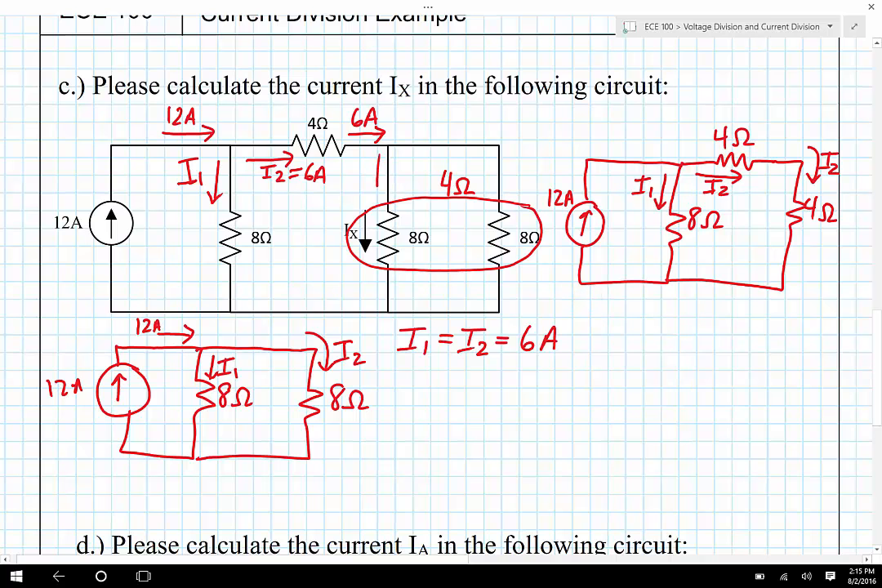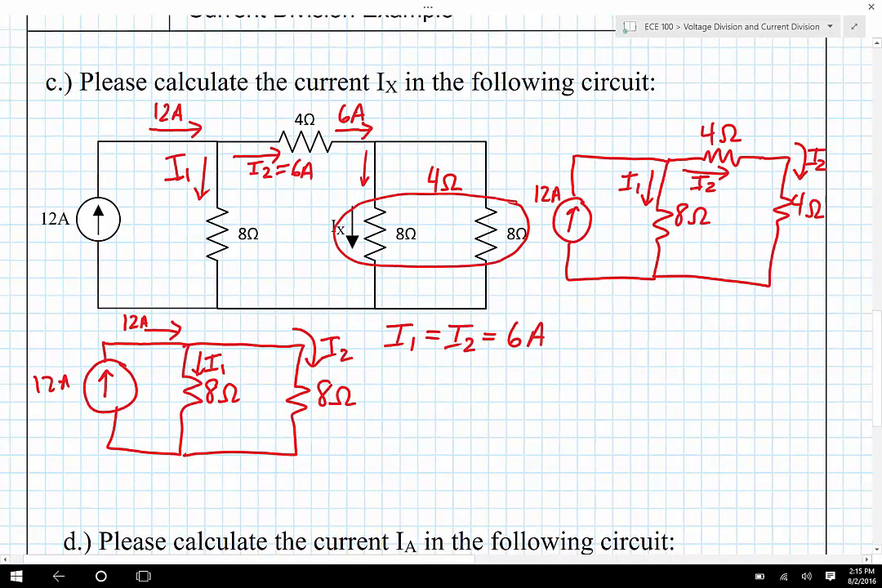Part of it is going to flow down. This is labeled as I sub x. Part of it is going to flow out this way. It's not labeled, but I don't really care because what I was asked to find is I sub x. So I know that 8 ohms and 8 ohms, that's 2 equal branches. So that 6 amp current source is going to be split in half. I sub x equals, I'll go ahead and label this one as I sub y, just so that it's not confusing. So you have I sub x equals I sub y equals 6 amps over 2, which is equal to 3 amps.